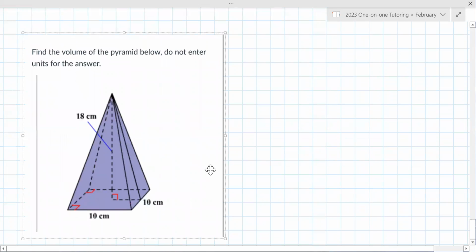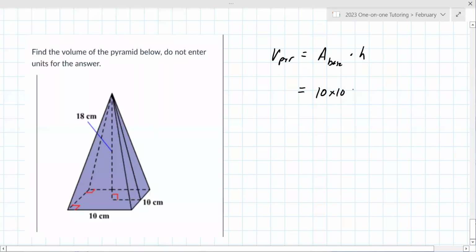Use the volume of the pyramid below. Do not enter or find the volume. So the volume of a pyramid is the area of the base times the height. The base is a square, 10 times 10, so 100. What is the height? 18. Now I messed this up here. It's 1/3.